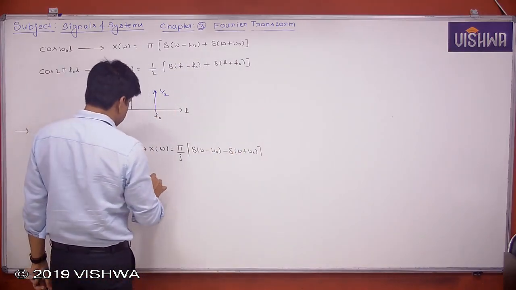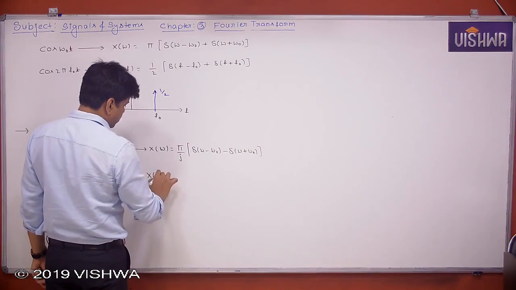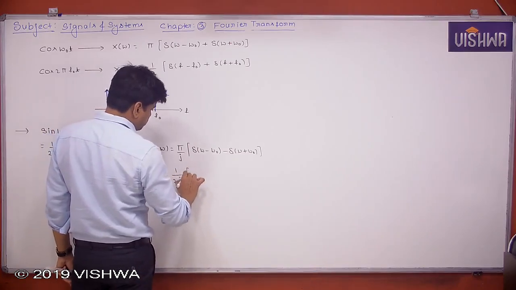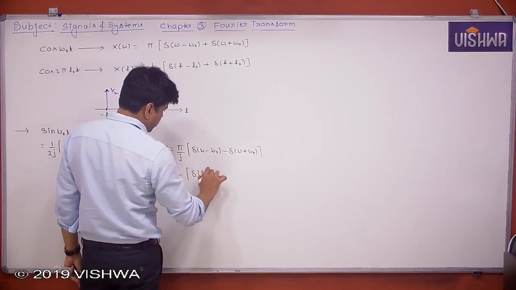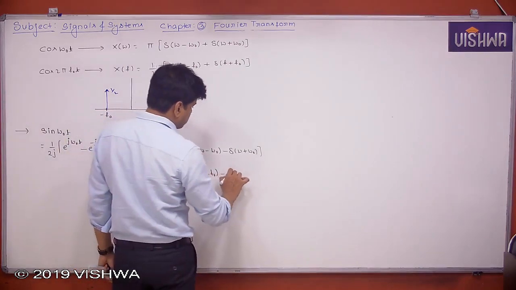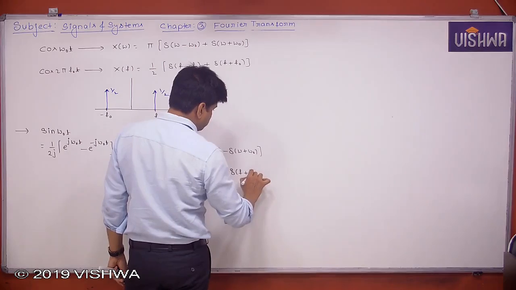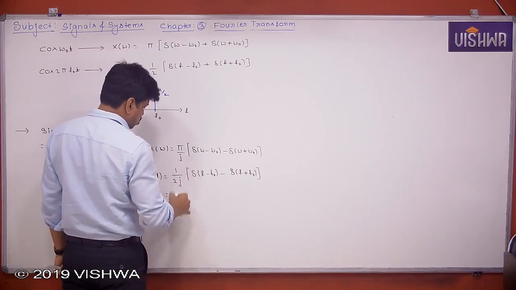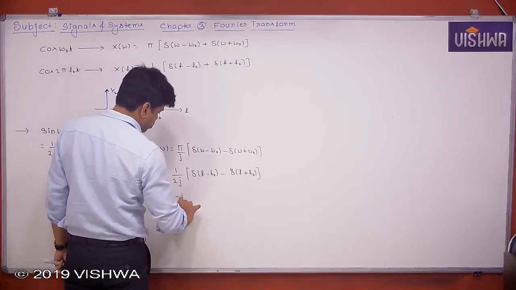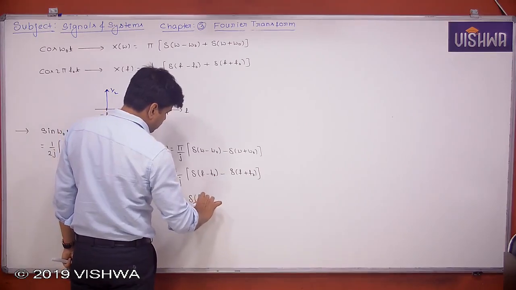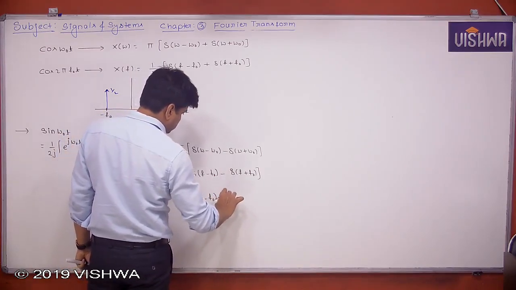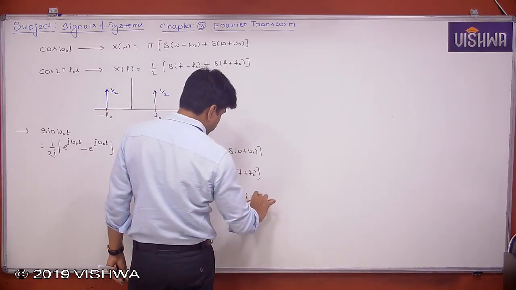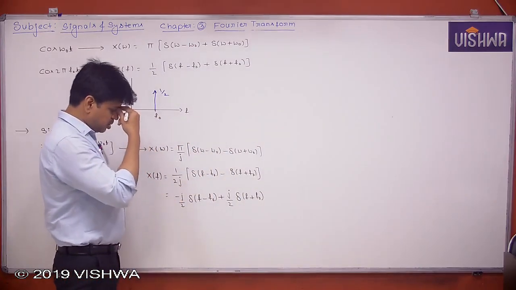So for this, if I write x of f, this is going to be 1 by 2j [delta(f minus f naught) minus delta(f plus f naught)]. Take this 2j inside, then if j goes to the numerator, it is minus j by 2 delta(f minus f naught) plus j by 2 delta(f plus f naught). This is the way we can write.